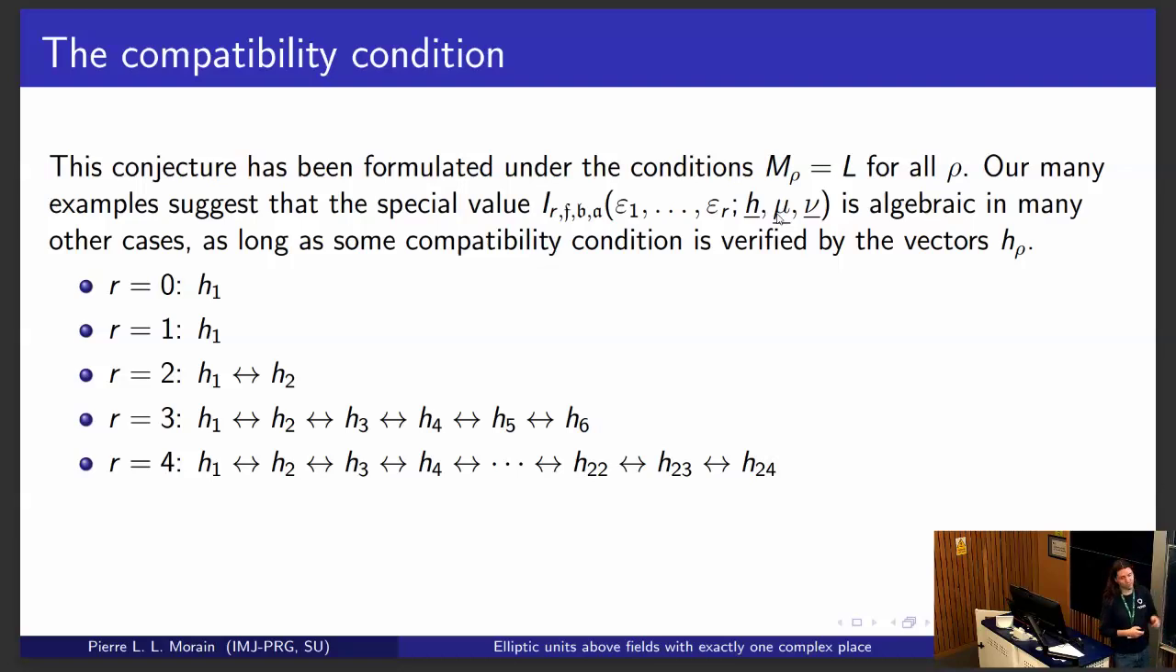And then, because I'm presenting a degree 6 example in a moment, in the degree 6 case, I have 24 conditions to verify. Can you say quickly what you mean by compatibility condition between these vectors?